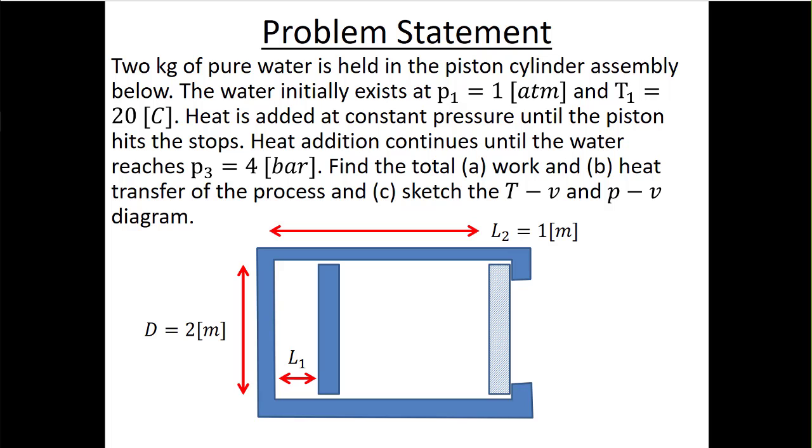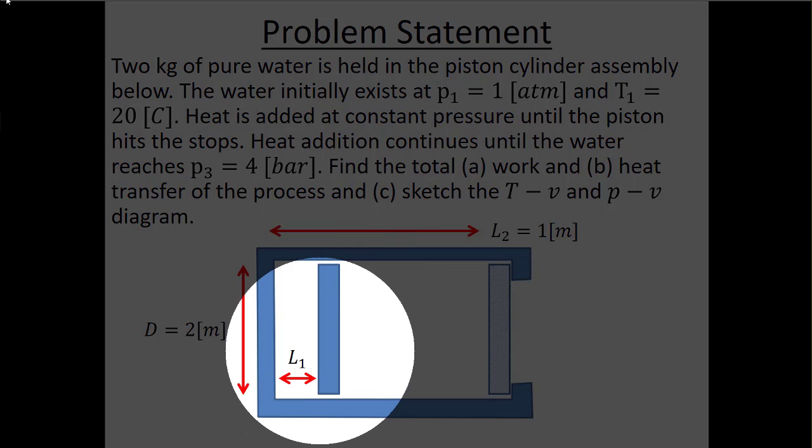So without getting into too much extra material, we're going to look at this particular problem. We have a piston cylinder assembly that contains 2 kilograms of water, right? It's held in this piston cylinder assembly, and the water initially has a pressure of 1 atmosphere and 20 degrees, right? So that's over here in position 1.